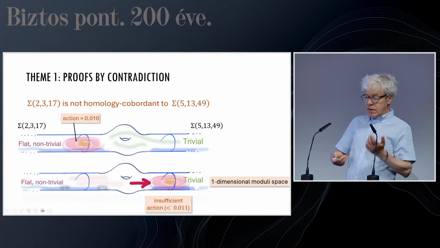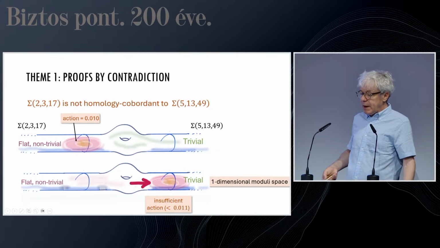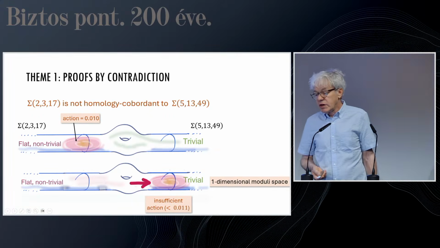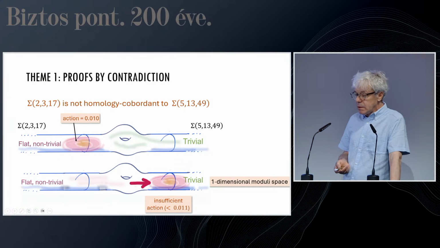In this family, the action is constant. It started off as just 0.010. There can't be any solution with action bigger than that in this family. The fact that 0.011 is bigger than 0.010 is the contradiction here. There can't be this homology cobordism in the middle.